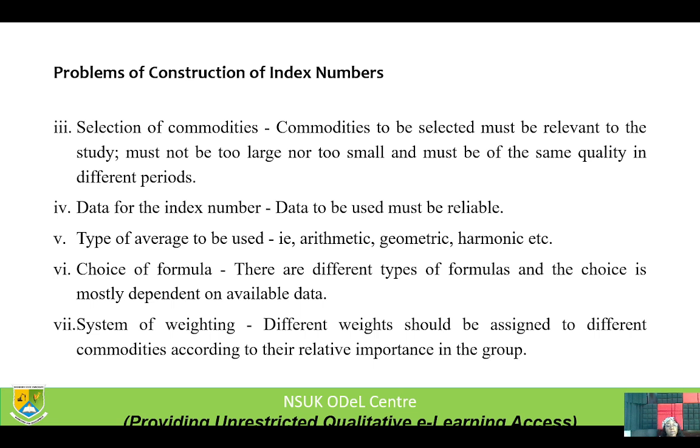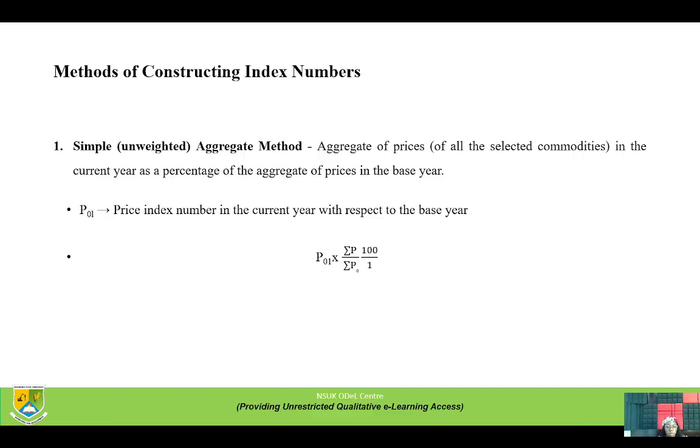5. Type of average to be used, that is, the arithmetic, the geometric, the harmonic, etc. 6. Choice of formula. There are different types of formulas, and the choice is mostly dependent on the available data. 7. System of weighting. Different weights should be assigned to different commodities according to their relative importance in the group.